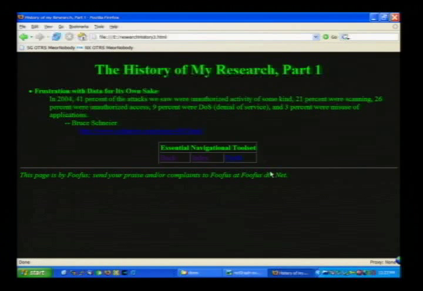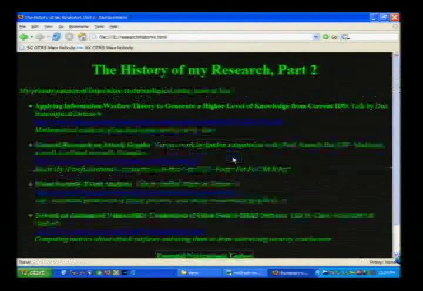I also am sick of the idea of just data for its own sake, and that's what's wrong with the spirograph graph, right? So this is an old essay from Bruce Schneier when he's trying to make the point that Counterpane is cool. 41% of the attacks we saw were unauthorized activity of some kind, well, as opposed to this, 59% of authorized attacks, I'm not sure. 21% were scanning. What does this information do for you? What do you make out of that? How does that help you live your life better?